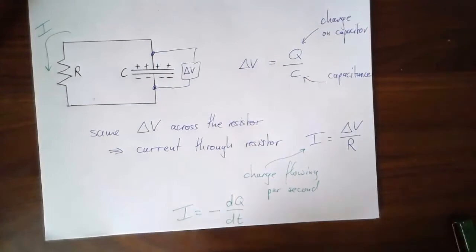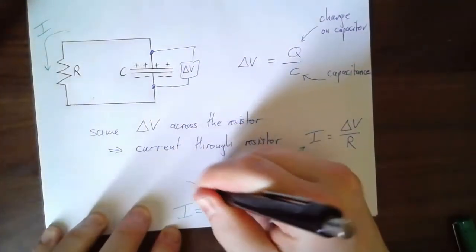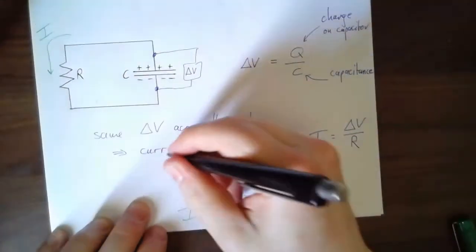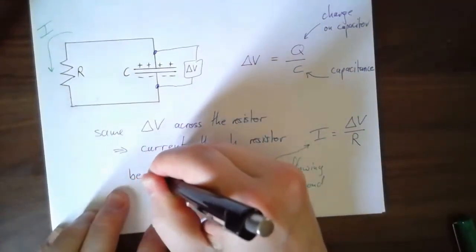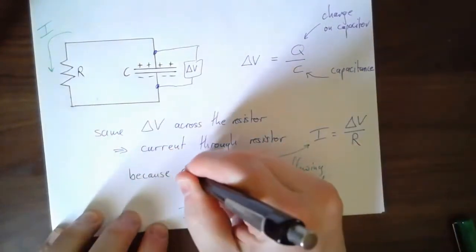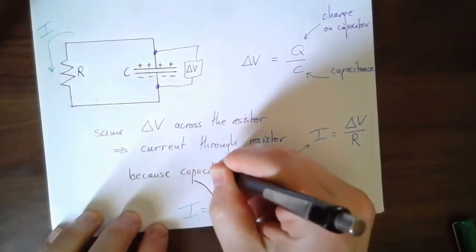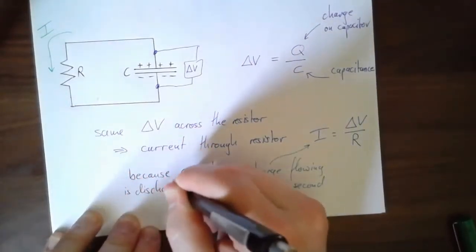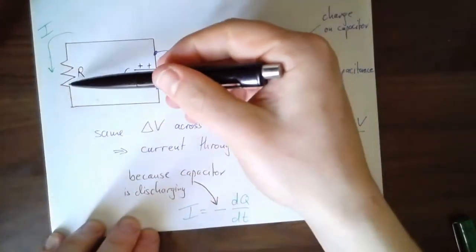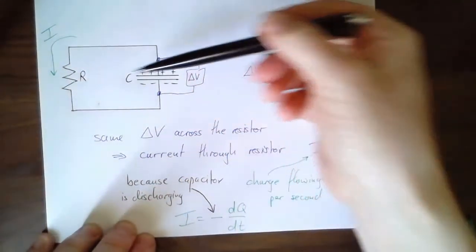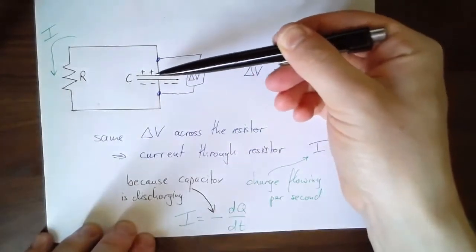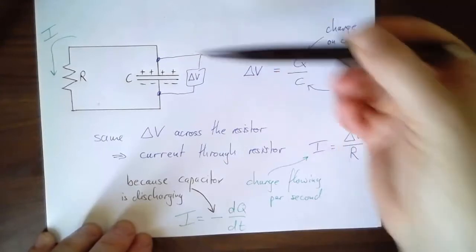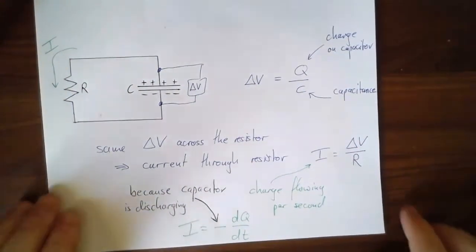Let me make a note of this. The minus sign is there because the capacitor is discharging. It's losing its charge. So the current to the resistor, if it's positive current, is going to lead to a negative rate of change of charge. It's losing it. That's why we have a minus sign there. Okay.